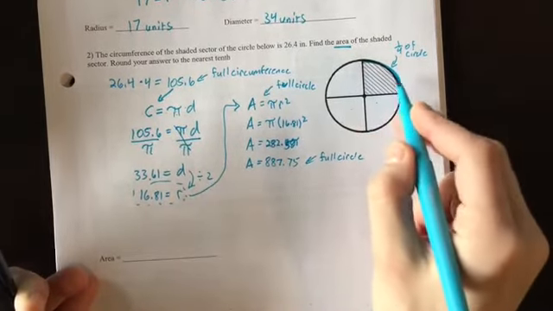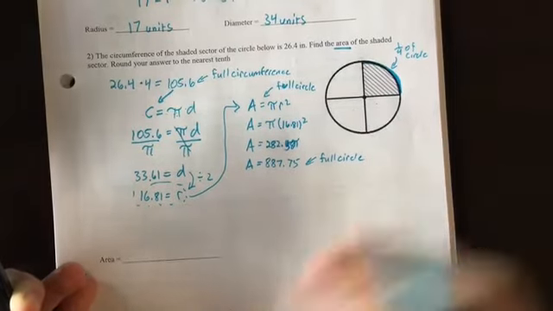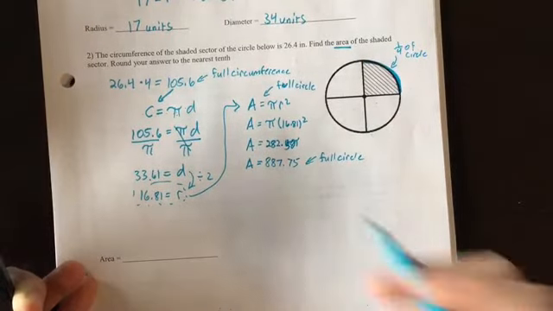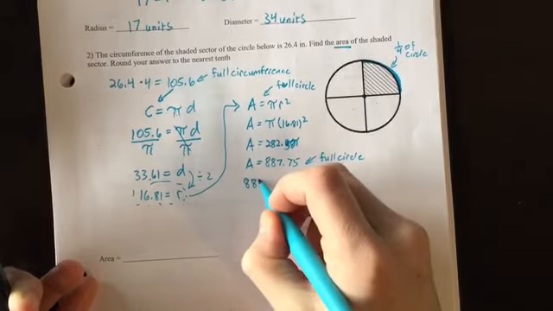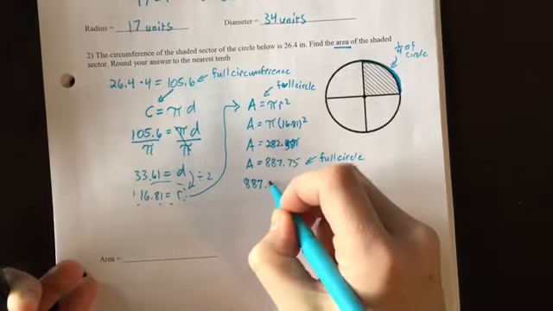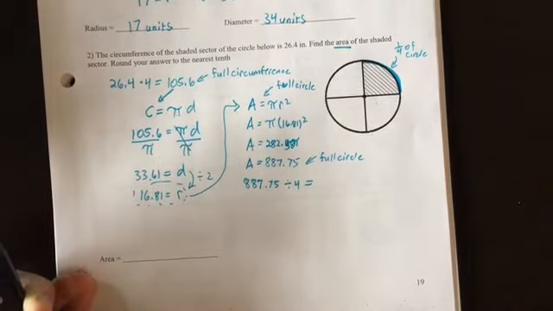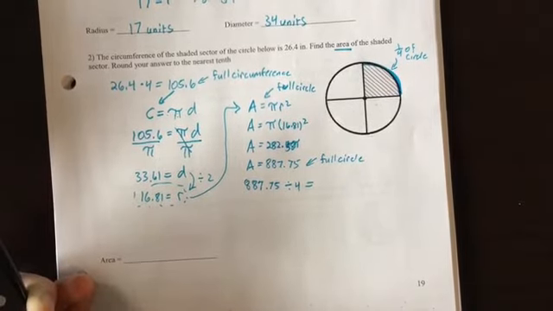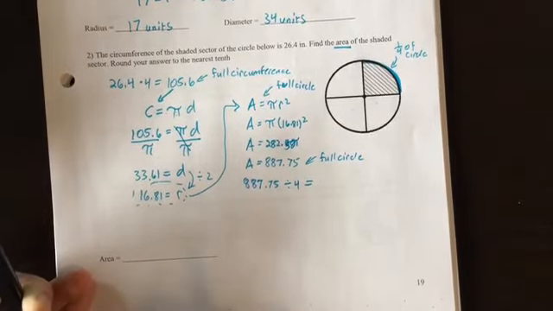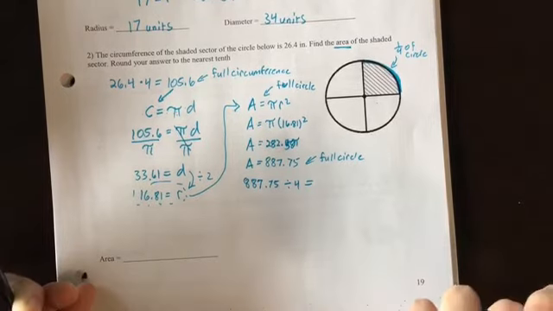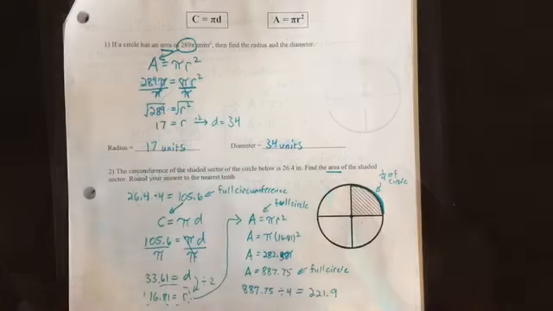We want just the sector, which is a quarter. So to take a whole and get a quarter, we're going to divide by 4. So we'll do 887.75 divided by 4. Now this time we can round to the tenth because it's going to be our final answer.